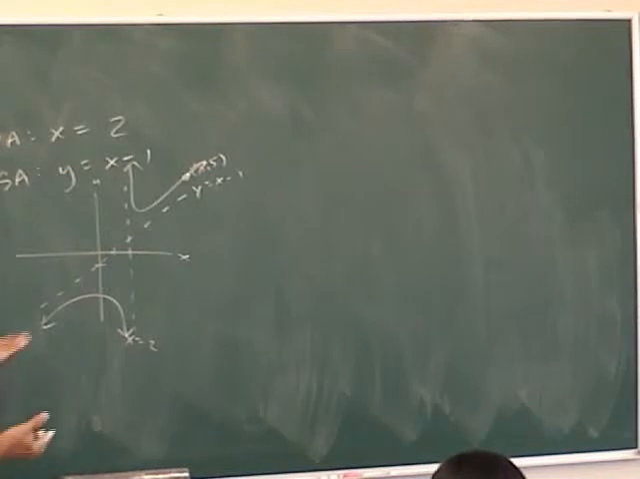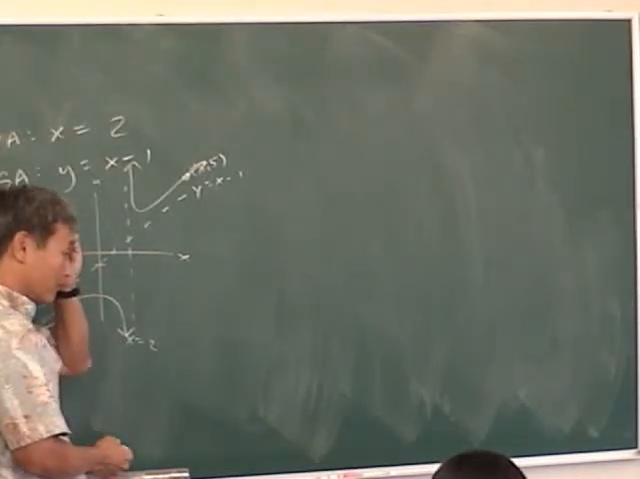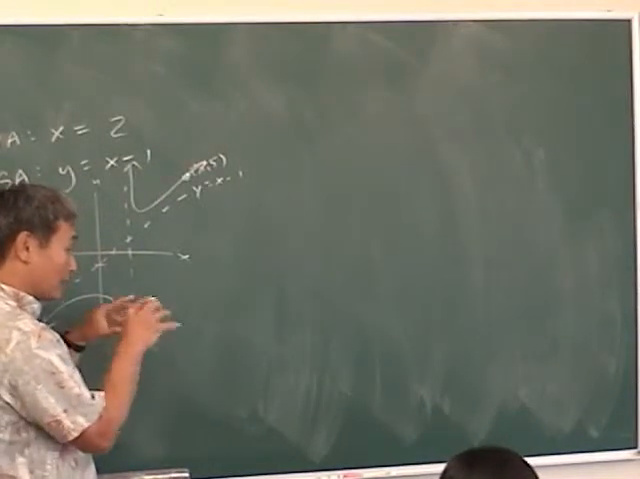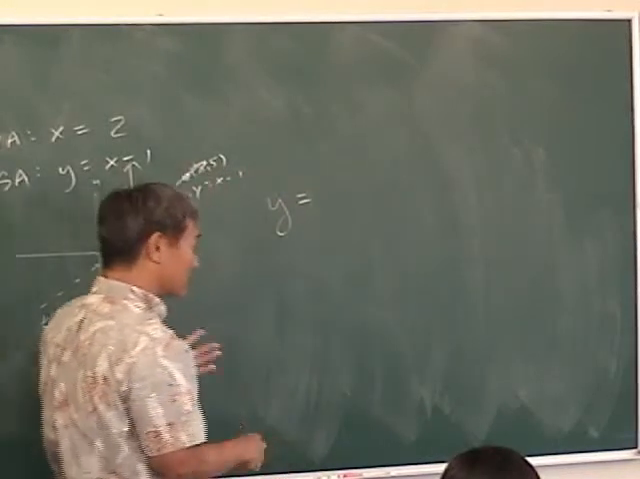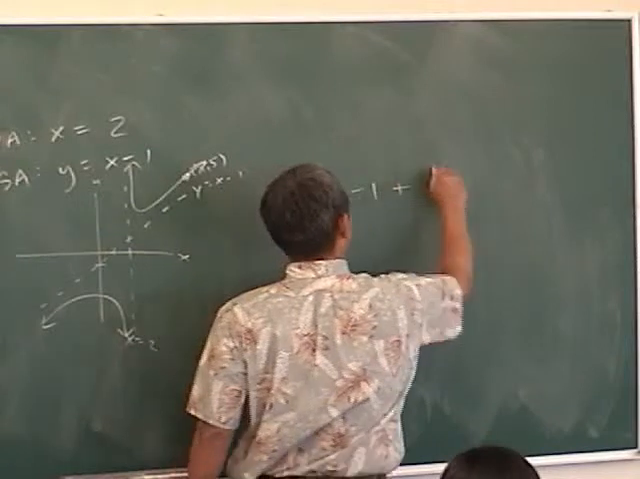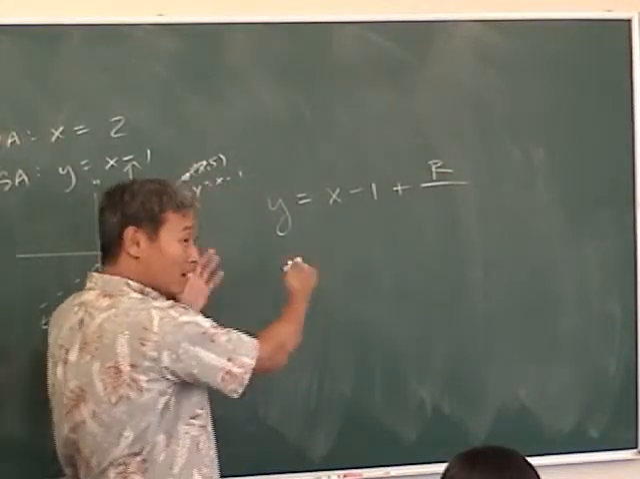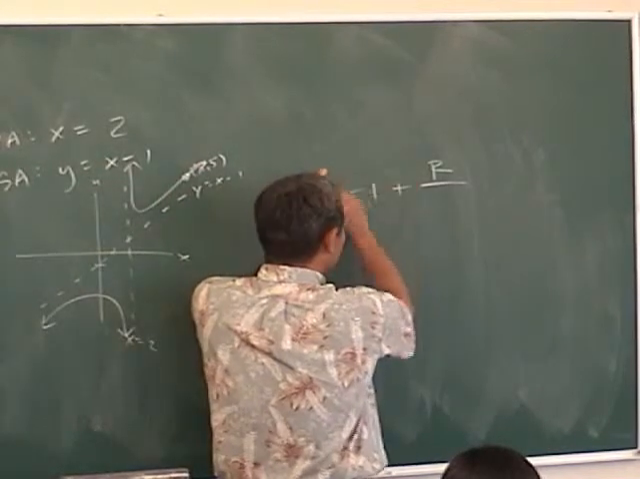Well, how did we learn how to find slant asymptotes? You have to divide, right? And when you divide, what do you get? You get the quotient plus the remainder over the divisor. So the equation of this rational function has to be y equal x minus 1 plus the remainder over the divisor. Remember how we did the long division? And the quotient tells you the slant asymptote. This thing here is the slant asymptote.